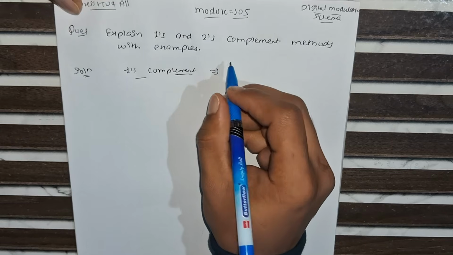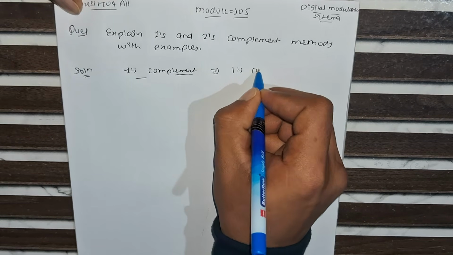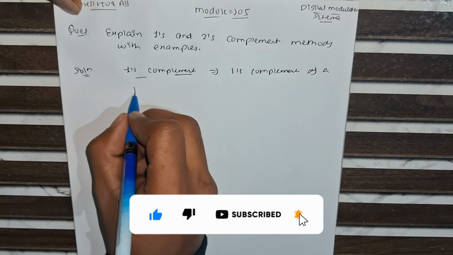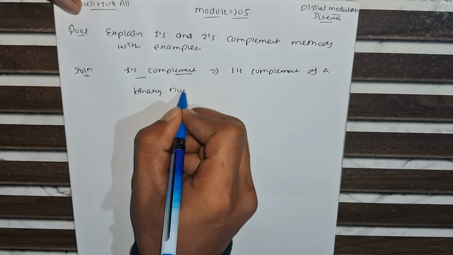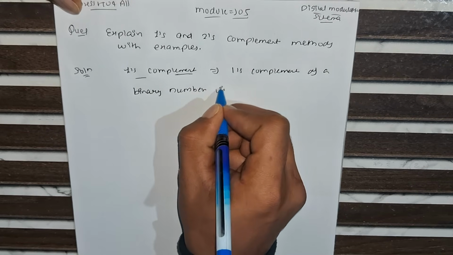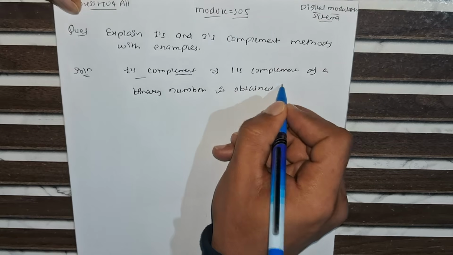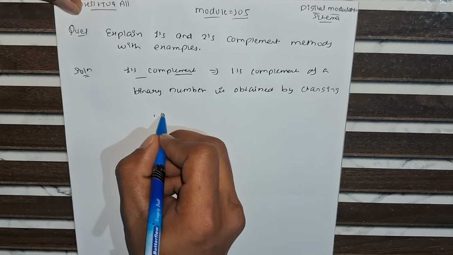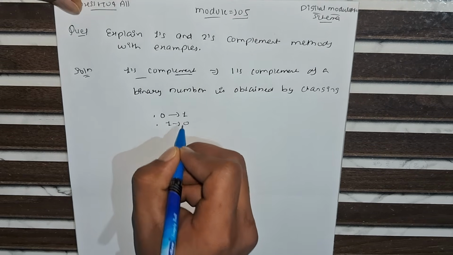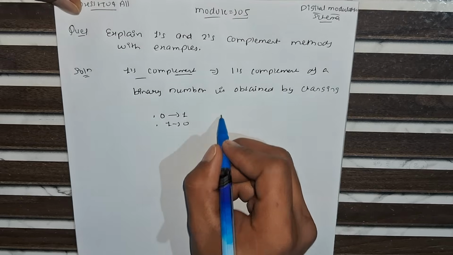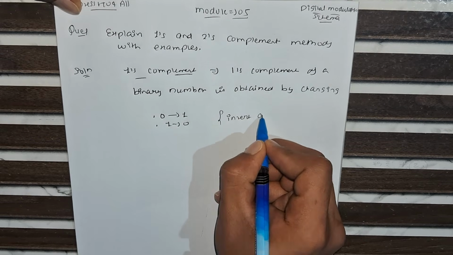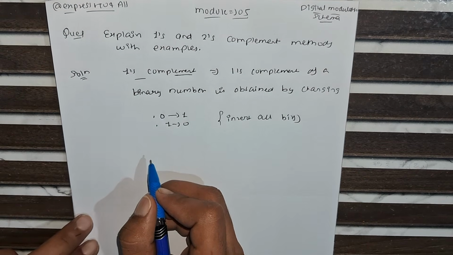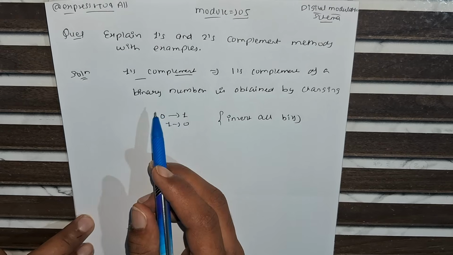We can write it as: 1's complement of a binary number is obtained by changing 0 to 1 and 1 to 0. Means simply invert all the bits, or we can say that invert all bits. Now let's take an example for the better understanding for 1's complement.